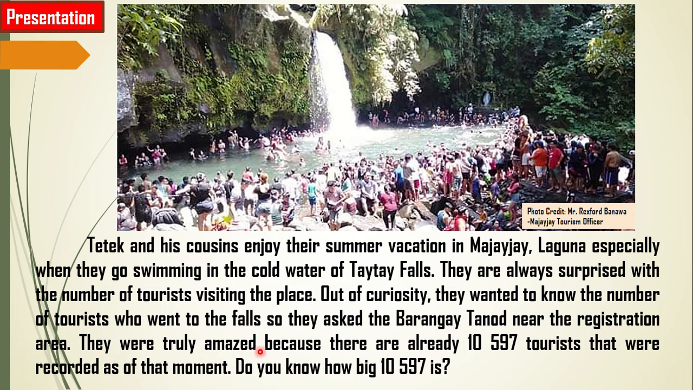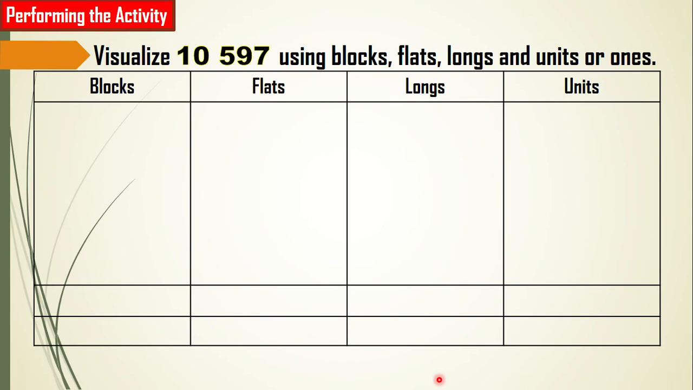They were truly amazed because there are already 10,597 tourists that were recorded as of that moment. Do you know how big 10,597 is? Let's visualize 10,597 using blocks, flats, longs, and units or ones. To guide you in understanding their values, take a closer look on how each unit transformed into another. Are you ready? Watch closely.